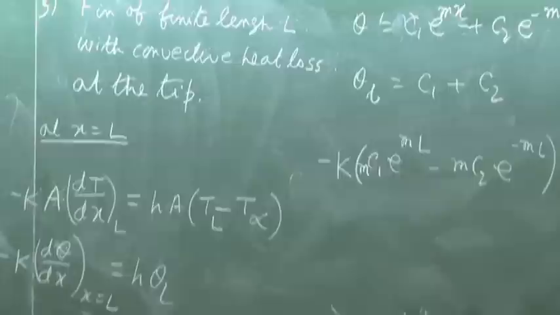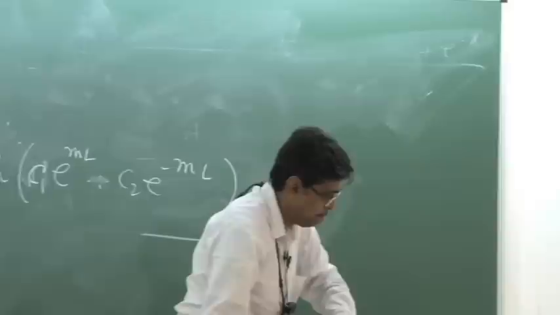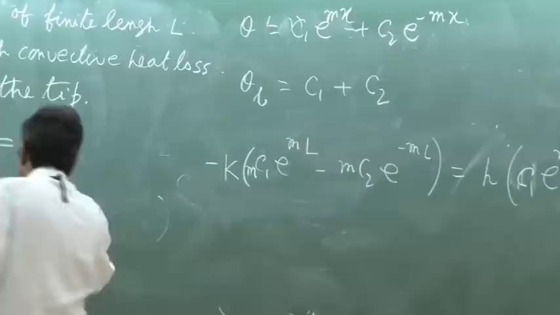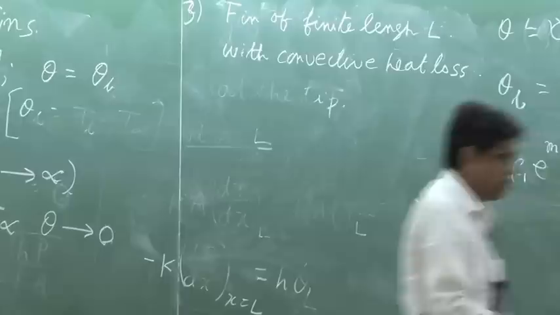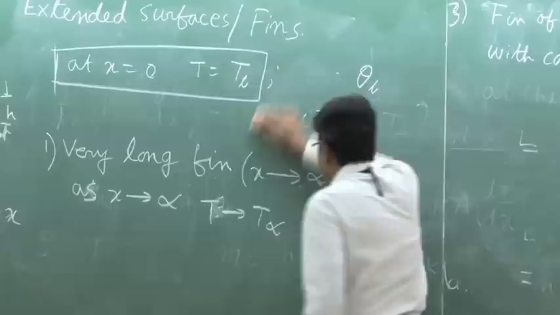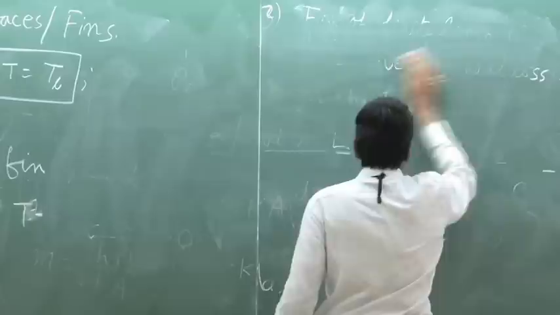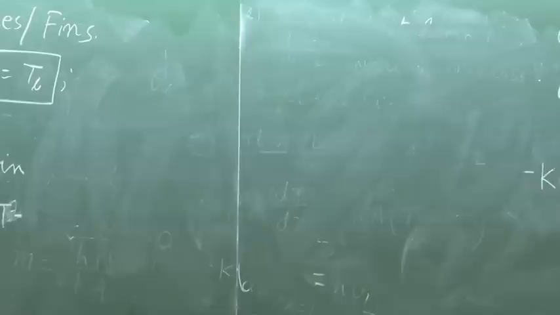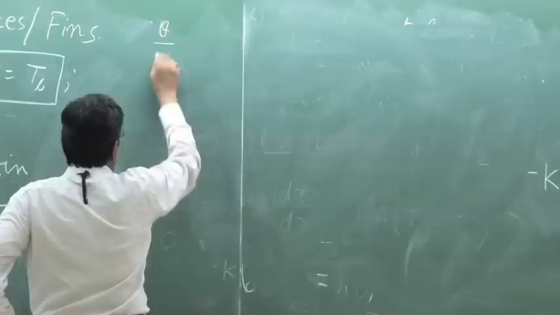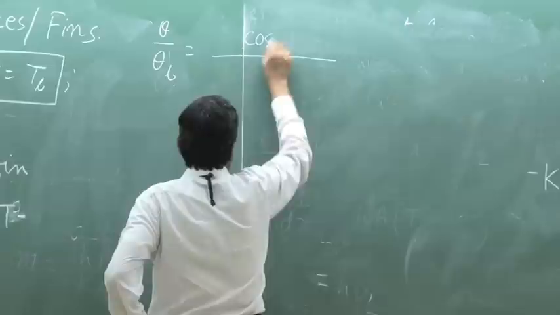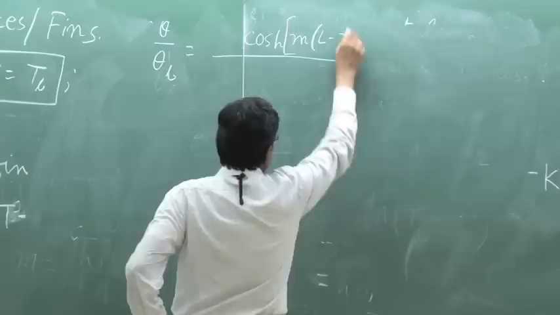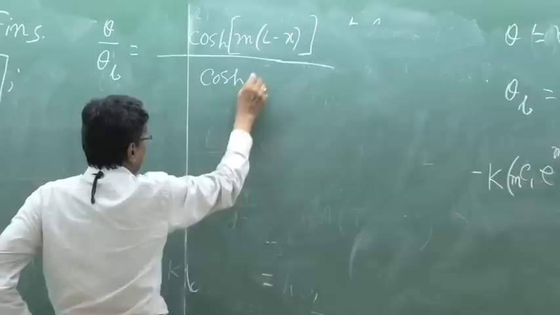You get a solution like this. Now I will write it here. This is not working. Now you get a solution like this. Theta by theta b. Now earlier case we got a solution theta by theta b is cosh m(l minus x), that is the earlier case, insulated tip, divided by cosh ml.